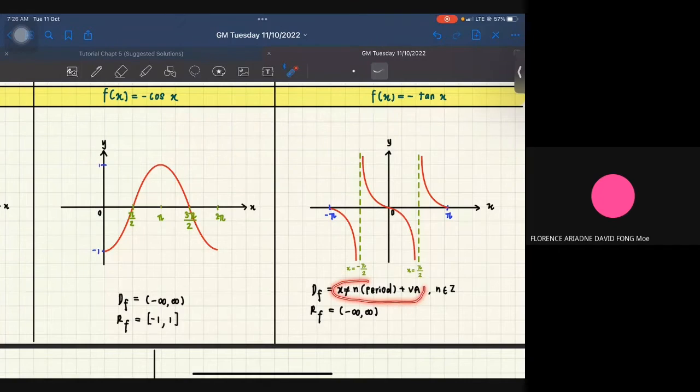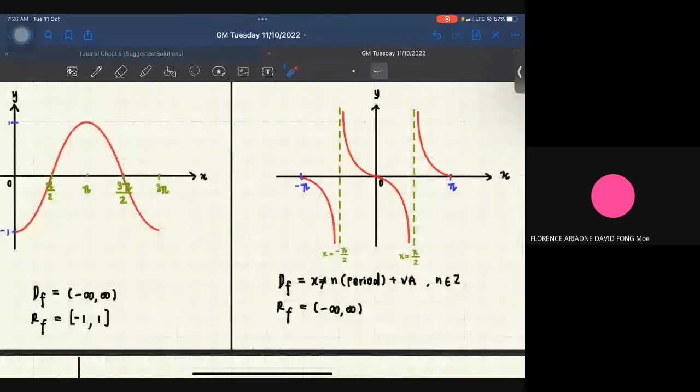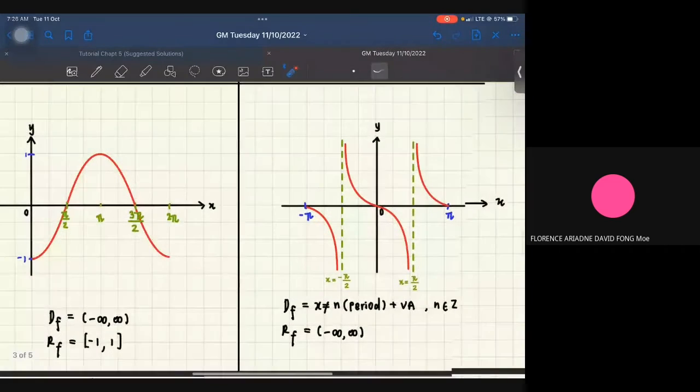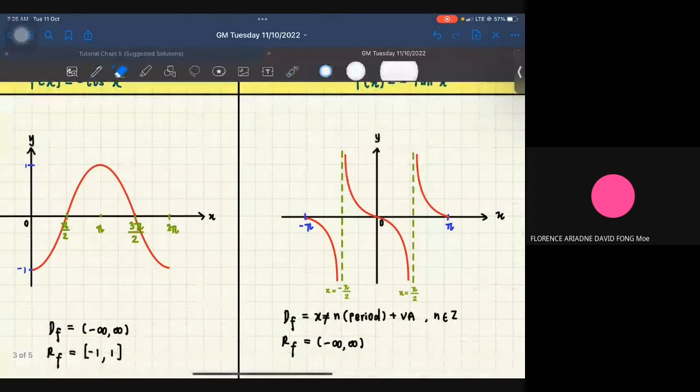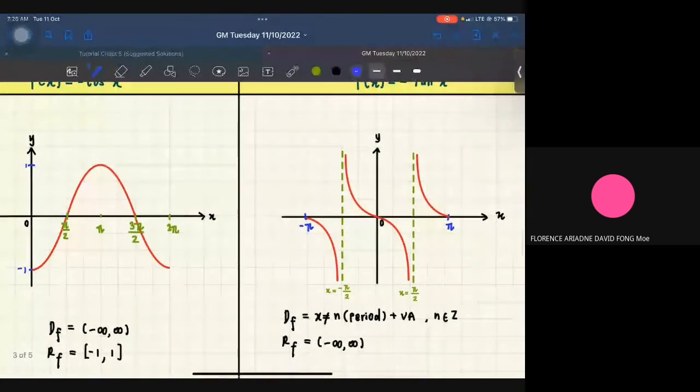The domain is like this. So X is our domain. The value of X cannot be equal to N multiplied by the period plus the vertical asymptote. Looking here, our period is pi.